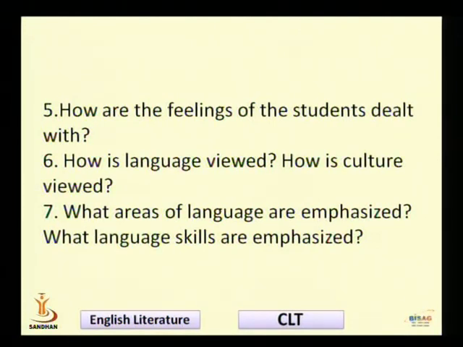That's the seventh one. What areas of language are emphasized and what language skills are emphasized? Of course, functions are emphasized over forms, or forms and functions work together. So functions are preferred and dealt with in communicative language teaching. For example, let's say would you and could you. I have already given you this example. These are some ways to offer, to give something to your friends.